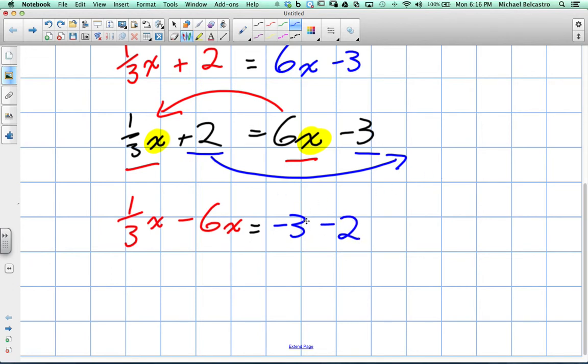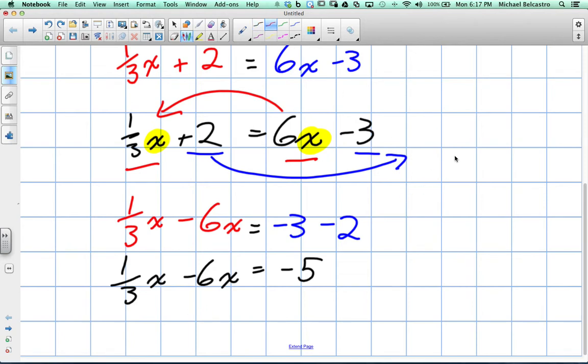So now we have our like terms. I'm going to collect the right side first. So negative 3 minus 2 actually gives us negative 5. This is a lot harder to work with because we have a fraction and a whole number. So I'm going to do that in a whole other step here. In order to combine these, we have to make them both fractions that have the same denominator. So I'm going to do that on the side again.